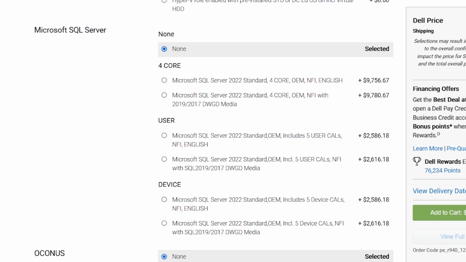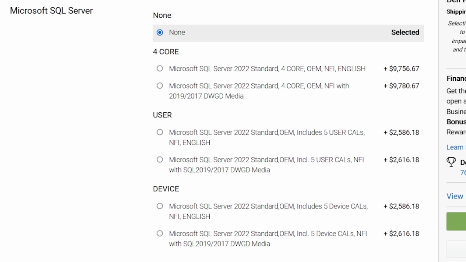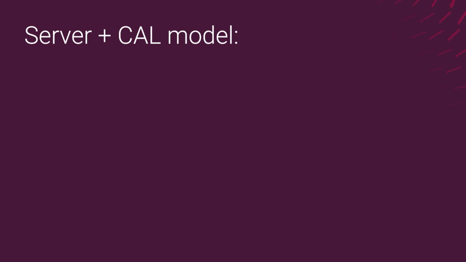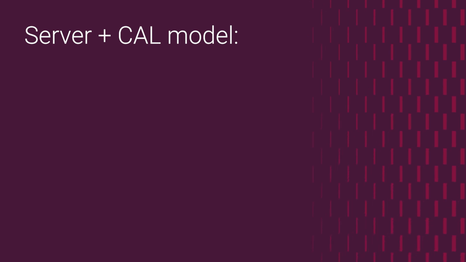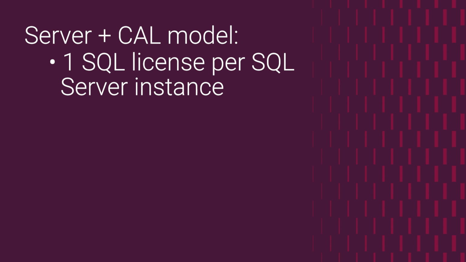Under Microsoft SQL Server, there are three sections: Core, User, and Device. This is because recent versions of Microsoft SQL Server Standard have two different licensing options. These two here, User and Device, are part of the Server plus Call licensing model. With this model, you install a Microsoft SQL Server license on the server, whether it's physical or virtual, and you don't have to worry about the number of CPU cores present on that server.